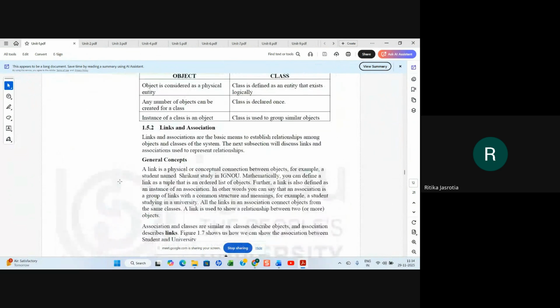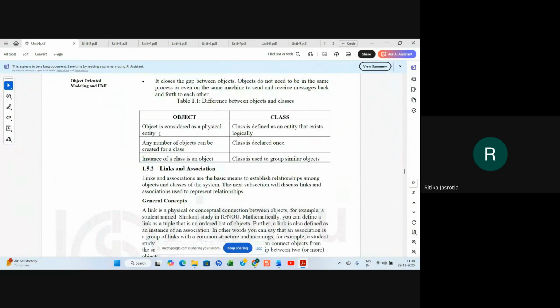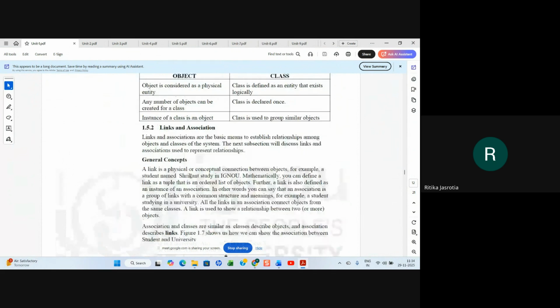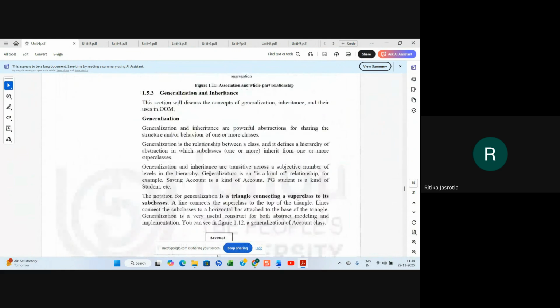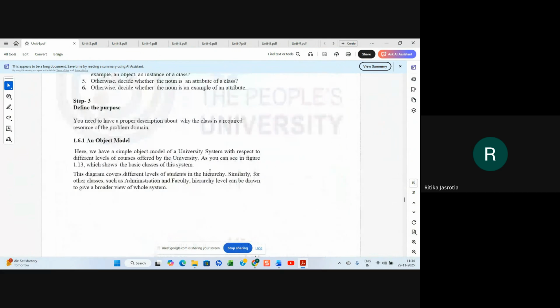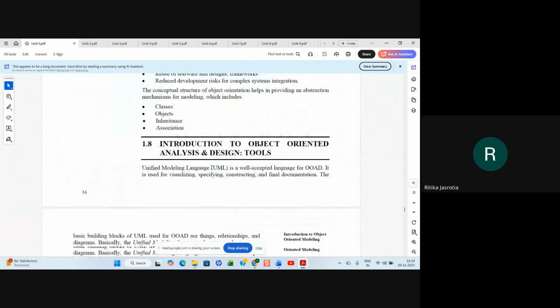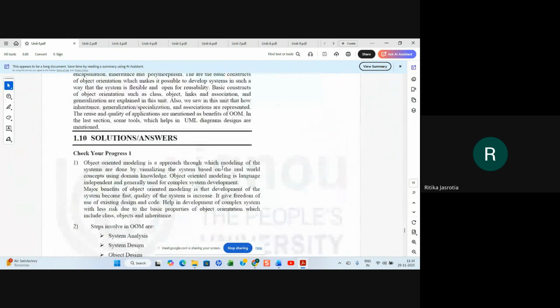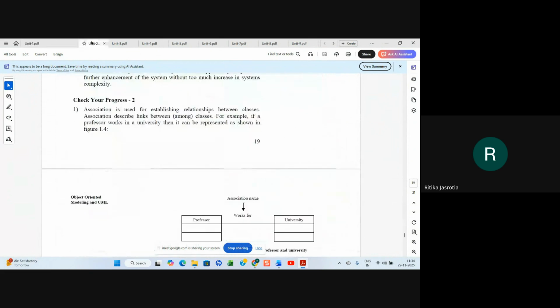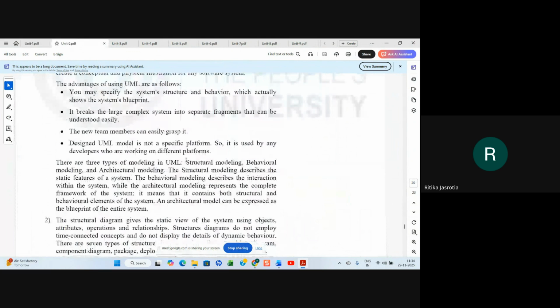So here, if you see, an object is considered a physical entity. A class is defined as an entity that exists logically. Any number of objects can be created for a class. A class is declared once. An instance of a class is an object. A class is used to group similar objects. So that is what they have given you. I don't know if they have given an example of an object diagram or not. In this, they have not given. Let us go here.